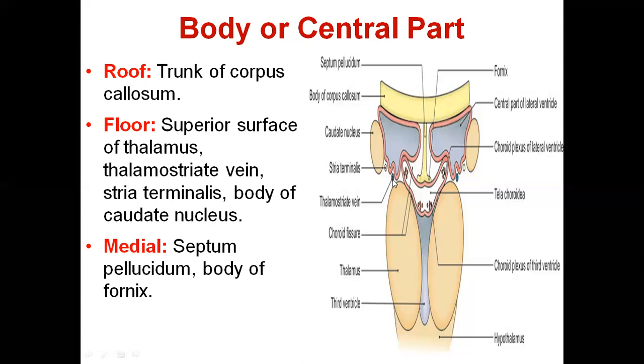Then we have thalamostriate vein, stria terminalis, and the body of caudate nucleus. You can see in order from medial to lateral. These are the four structures we have. Then in the midline, separating right and left lateral ventricles, what is the name of that partition we have? Yes, septum pellucidum. I said once you cut septum pellucidum, you will be able to see lateral ventricle. Then we will see body of fornix also on the medial relation of the central part.